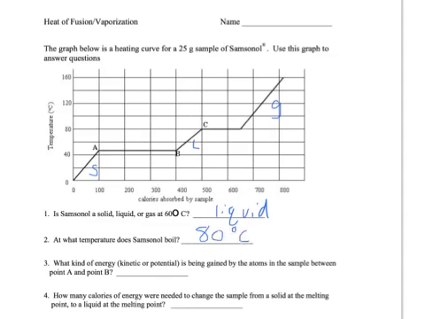Question number 3 says, what kind of energy, kinetic or potential, is being gained by the atoms in the sample between points A and B? Now, temperature is a measure of the speed or kinetic energy of the atoms. And between here and here, although they're gaining lots of energy, in fact they're gaining 100 to 300 calories of energy, they're not going any faster. Therefore, what they're gaining is potential energy. So I'll just go ahead and circle that.